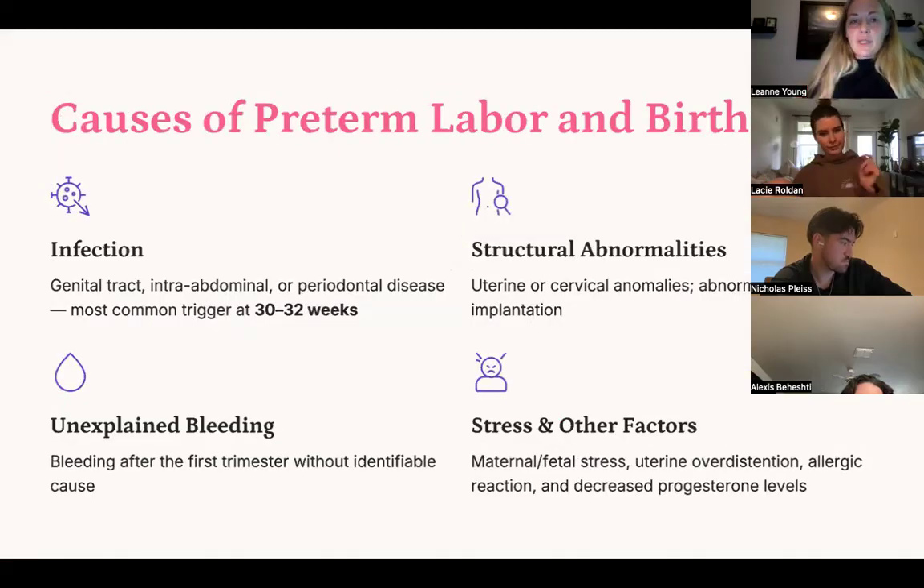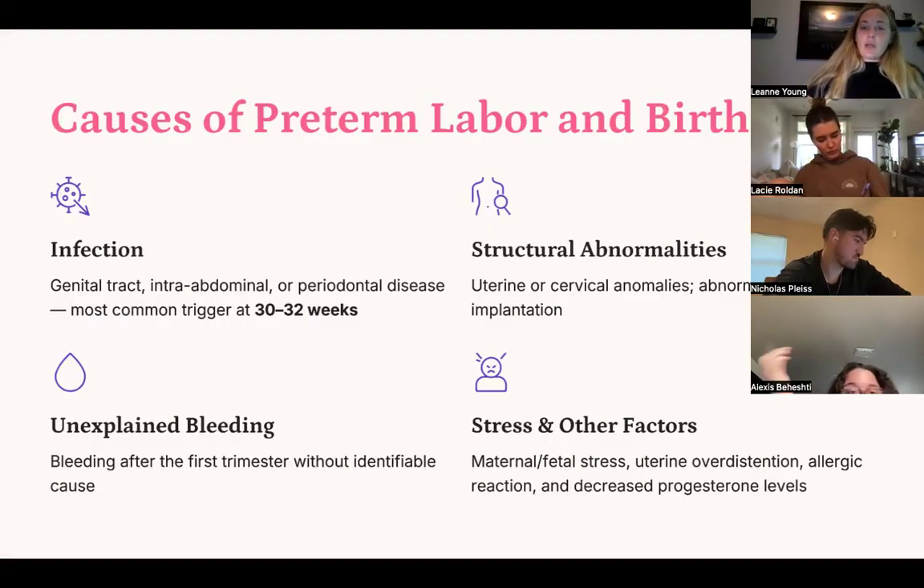So, kind of jumping into causes of preterm labor and birth, we talked about a couple of them. One of the most common causes of preterm birth is infection. If mom has a genital tract infection, some type of intra-abdominal infection, periodontal disease can also cause preterm labor and delivery. So that's why we still tell moms, go to the dentist twice a year. You're still going to go to the dentist, just maybe don't get x-rays, but we need you to take good care of your teeth. Proper dental hygiene is very important with labor and delivery.